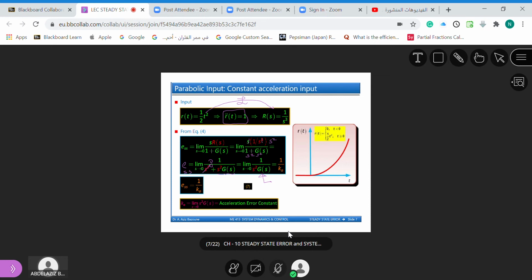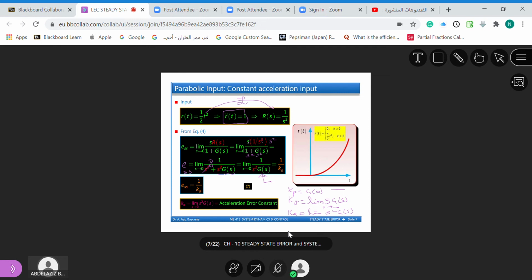limit S squared G of S when S goes to 0. So far, remember, we defined the position error constant. We said this one will be equal to G0. We define the velocity error constant, KV, which is equal to limit S G of S when S goes to 0. And here we are defining the acceleration error constant, which is equal to limit S squared G of S when S goes to 0.